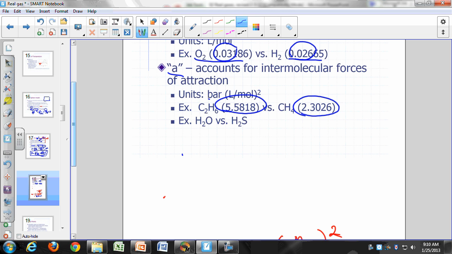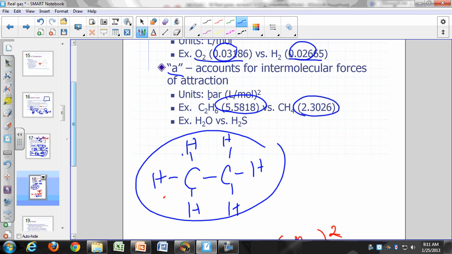So what's the only type of intermolecular interactions that they have? What intermolecular force? It's not dipole-dipole. There's no hydrogen bonding. What do you call the interactions between nonpolar molecules? London dispersion forces. And when are London dispersion forces stronger? When you have larger molecules, okay?